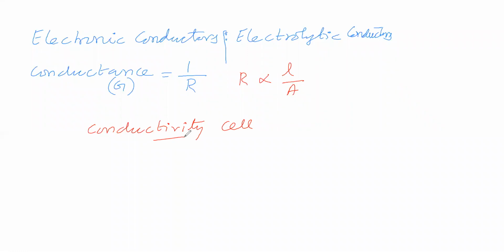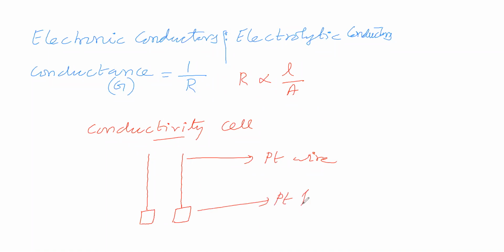In this conductivity cell, there will be two platinum wires. Both are platinum wires. Next, there is platinum foil, here also platinum foil. This platinum foil is coated with platinum black.